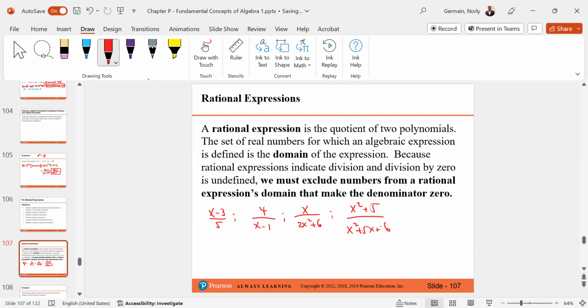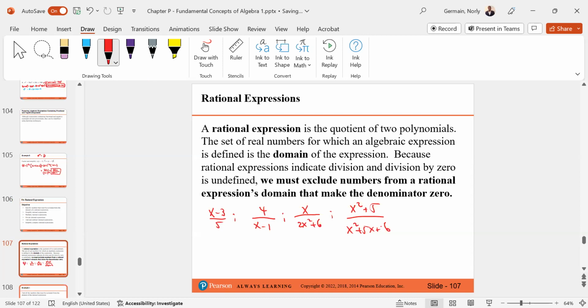The set of real numbers for which an algebraic expression is defined is the domain of the expression. That means no zeros in the denominator, because rational expressions indicate division and division by zero is undefined. So we must exclude numbers from a rational expression's domain that make the denominator equal to zero. We cannot have that. So first of all, we always need to verify what value would make the denominator equal to zero, then exclude it before we perform any operations on rational expressions.